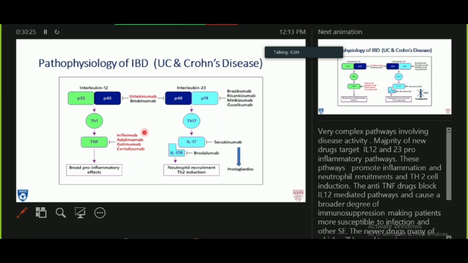There are lots of really complex pathways involved in treating inflammatory bowel disease, and a lot of the drugs that we use cause broad suppression of pro-inflammatory effects, so these patients can often end up being very immunosuppressed. But the newer drugs are more targeted. They act on neutrophil recruitment and T helper cell induction, so they're less likely to cause immunosuppression. And the other advantage is a lot of these newer drugs that are in the pipeline for ulcerative colitis and Crohn's disease are oral agents.